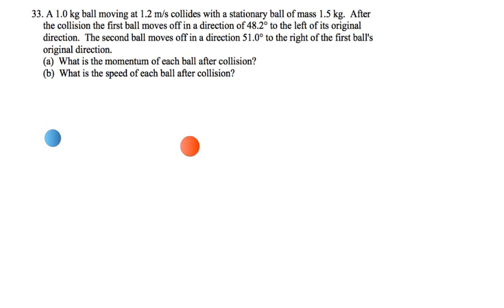Okay, so here is a problem that is a two-dimensional collision. We have a 1 kilogram ball moving at 1.2 meters per second that collides with a stationary ball. So this is my 1 kilogram ball. It's moving at 1.2 meters per second. So I want to represent that as a momentum. The vectors on our picture are momentum vectors. So I am going to have an arrow in that direction that represents the momentum of the first ball before collision. So that's ball 1.